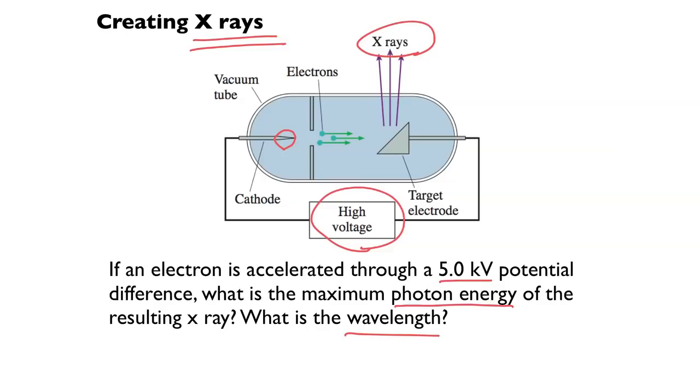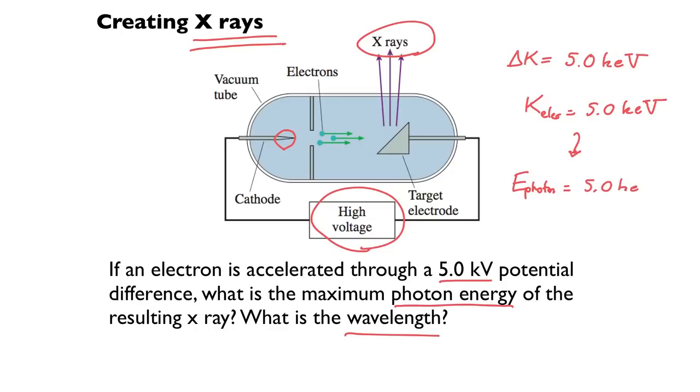Now, if the electron accelerates through a 5 kilovolt potential difference, its kinetic energy is going to increase by 5.0 kiloelectron volts. So that's going to be the kinetic energy of the electron. Now, it's going to give its energy to one photon. And if it gives all the energy that it can, it gives 100% of its kinetic energy to the photon. The maximum possible photon energy, therefore, is just 5.0 kiloelectron volts. Now, the electron could give less of its energy to the photon, but it can't give more. So that's the maximum possible photon energy.